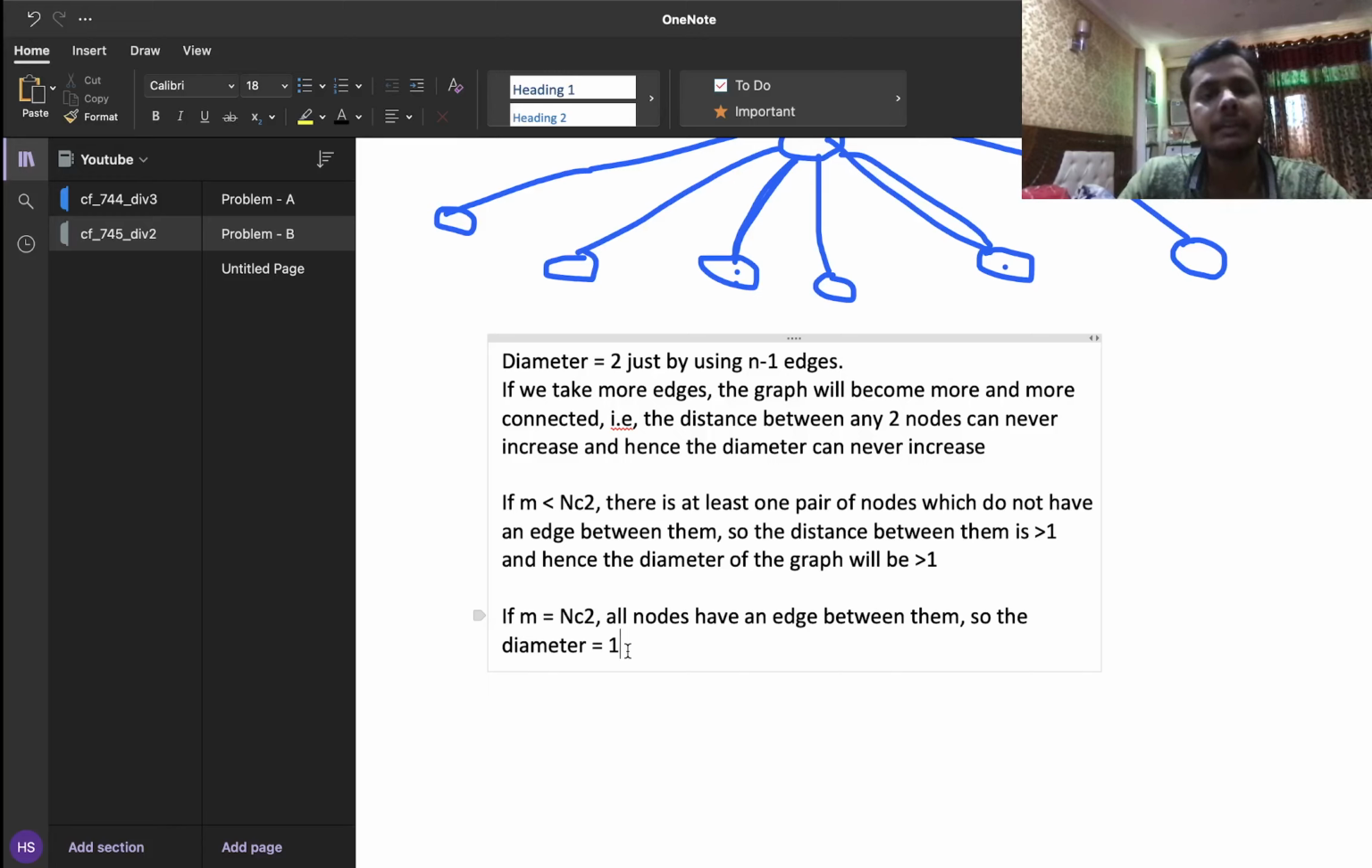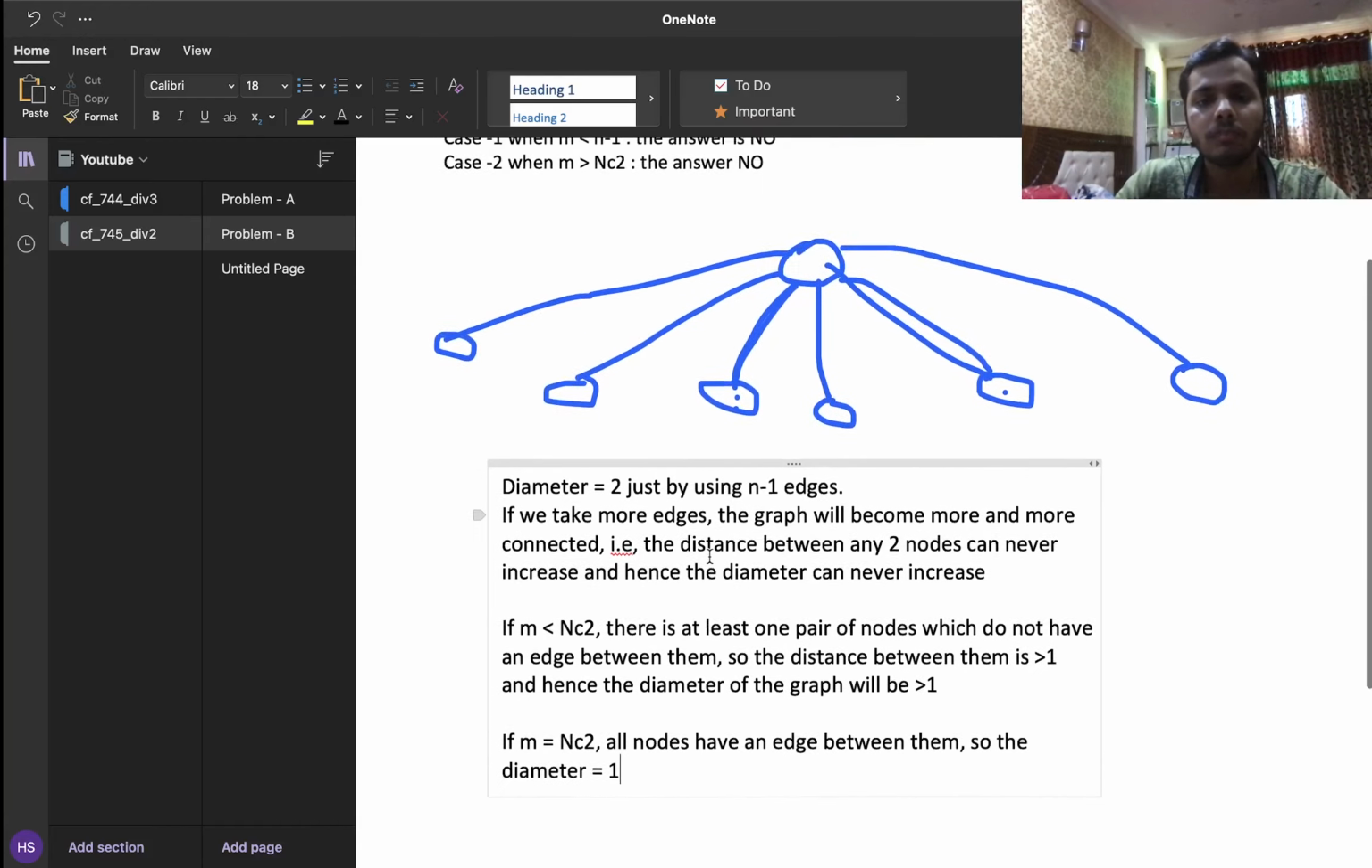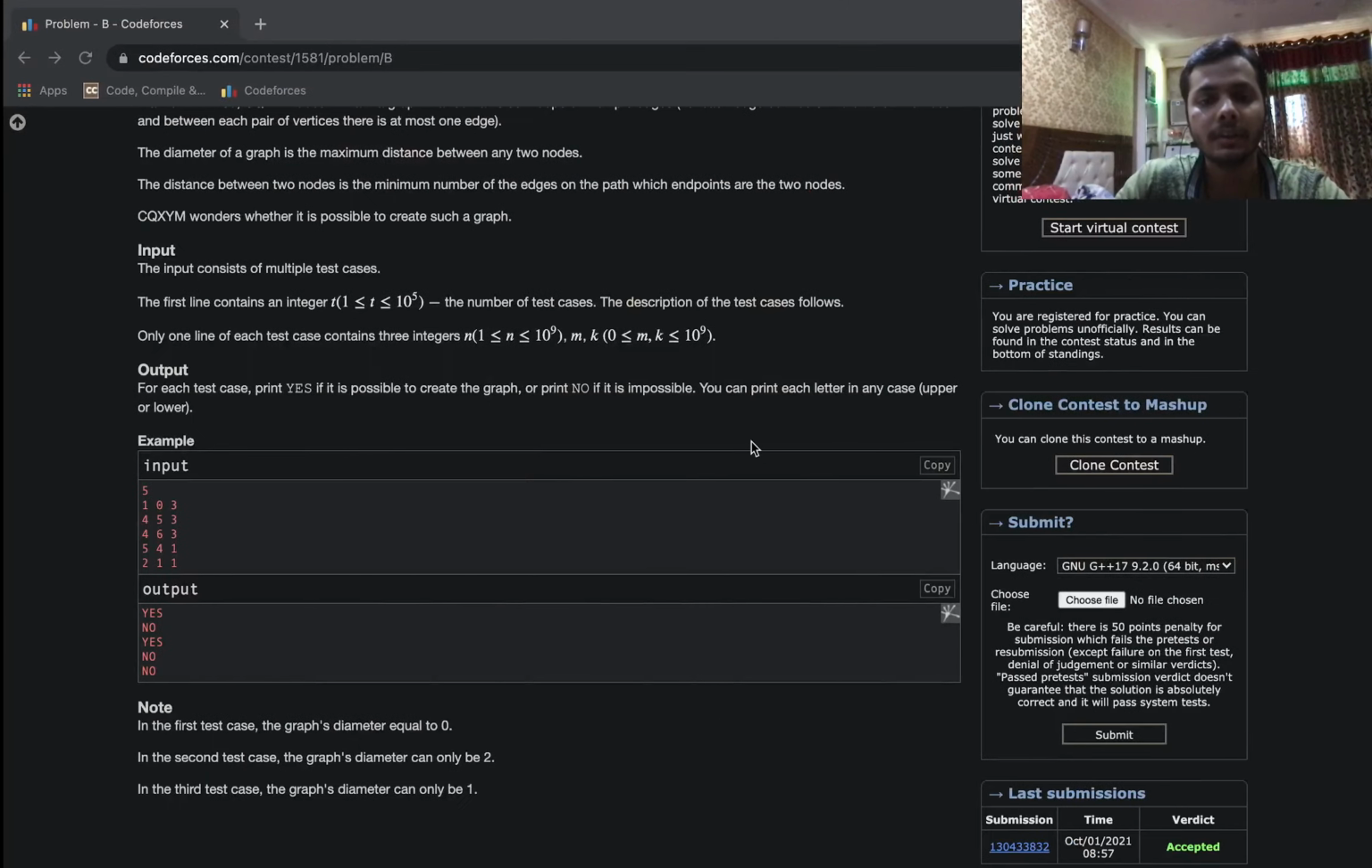There is just one other case here, and that is when n is equal to 1. In that case, our diameter will be 0. So that case has to be handled separately. Other than that, this is the full solution. So I hope it is clear. Let's just look at the code here.